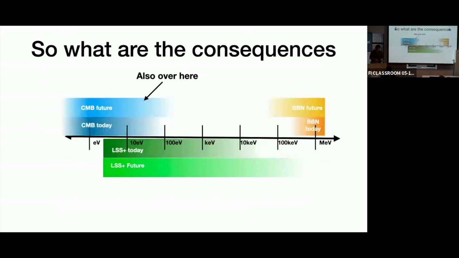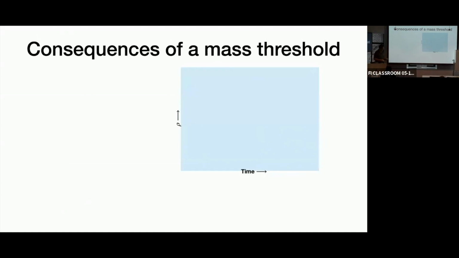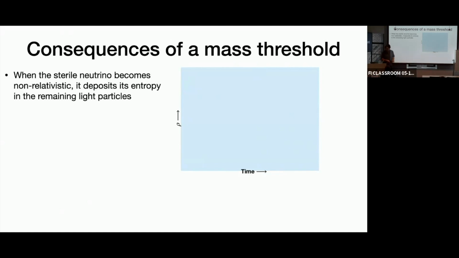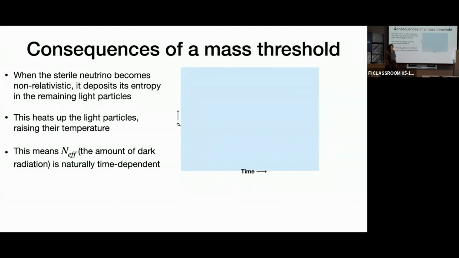How about at later times, at lower temperatures? Well, if in this sector we have this dark fermion, it has a mass, and you're going to go through that mass threshold. When you go through that mass threshold, something very interesting happens. So you start at a high temperature, you've got sterile neutrinos and all your other particles, and then you go below the mass of the sterile neutrino, and that sterile neutrino has to dump all of its entropy into the remaining light particles. When that happens, those particles heat up, and that effectively leads to a change in N effective.